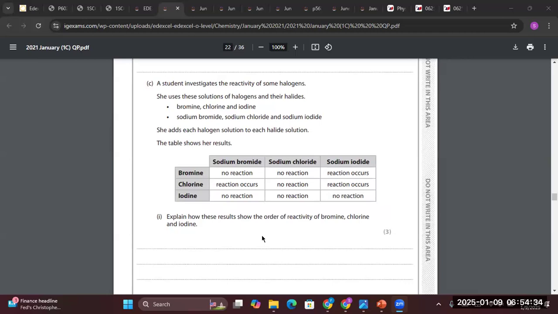Now, a student investigates the reactivity of some halogens. She uses these solutions of halogens and their halides. She has bromine, chlorine, and iodine, and she has sodium bromide, sodium chloride, and sodium iodide. She adds each halogen solution to each halide solution. The table shows the results. Explain how these results show the order of reactivity of bromine, chlorine, and iodine.